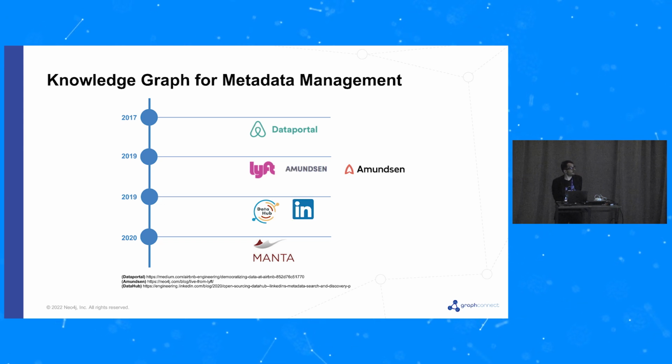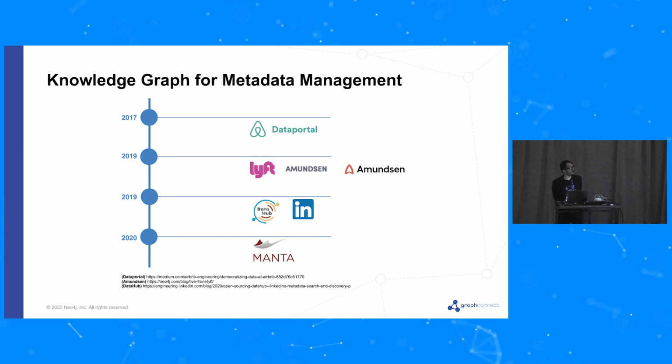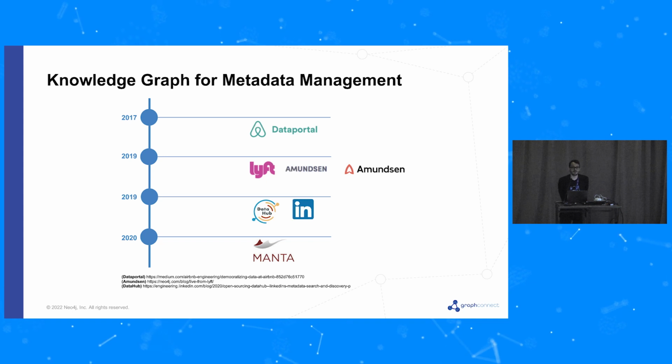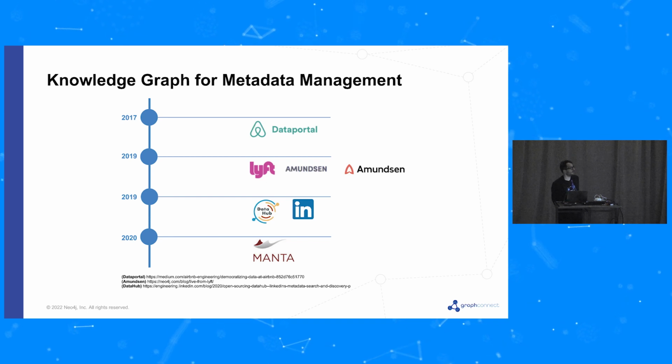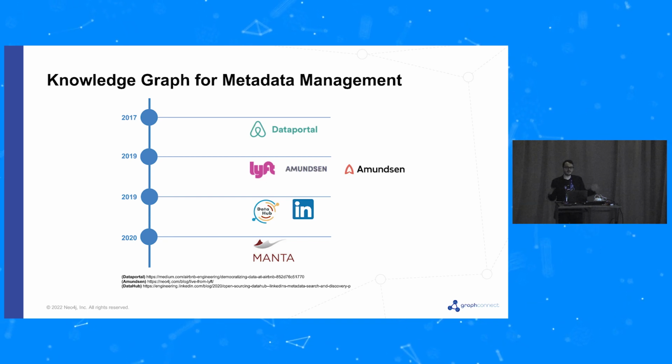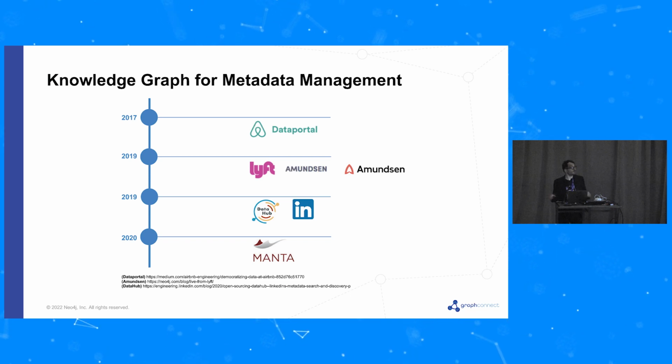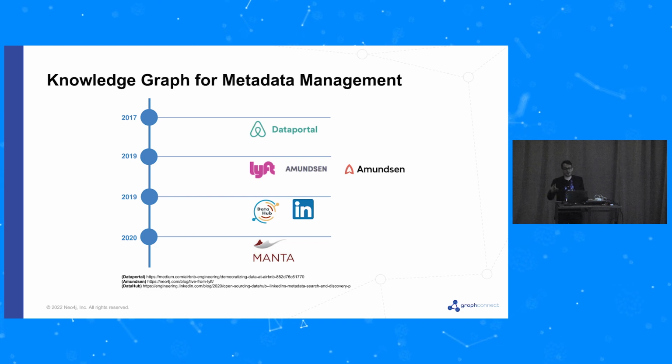And the first one was Airbnb at one of our Graph Connects, I think it was 17 in London, where they presented their approach. They built what they called a metadata hub. So they model things like data assets, data sources, tasks, transformations that would aggregate, transform, modify data sources, and data consumers.